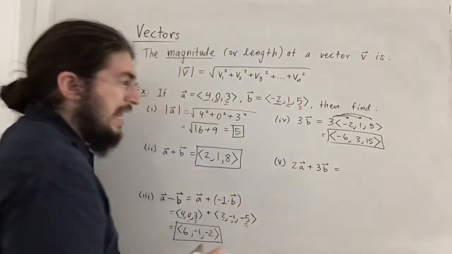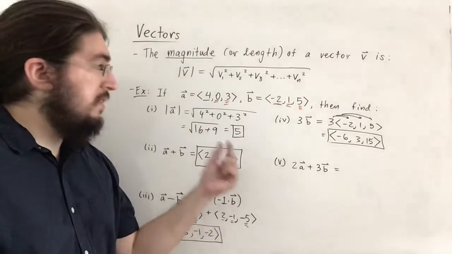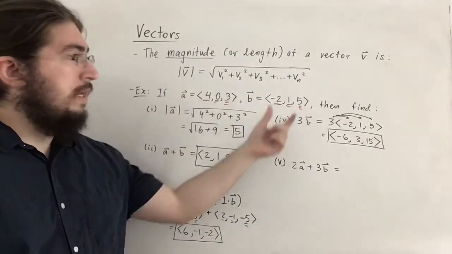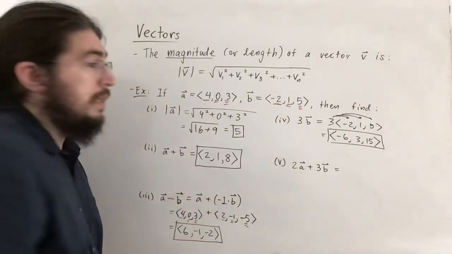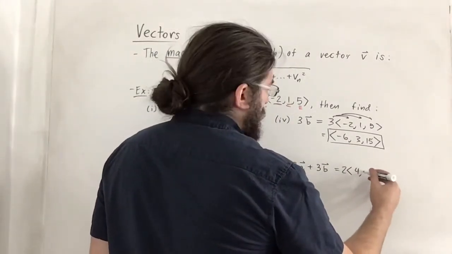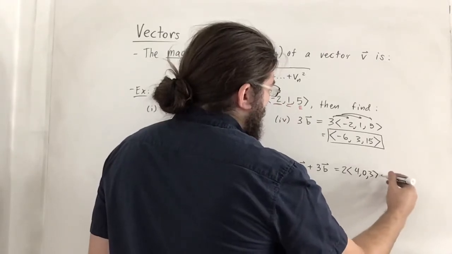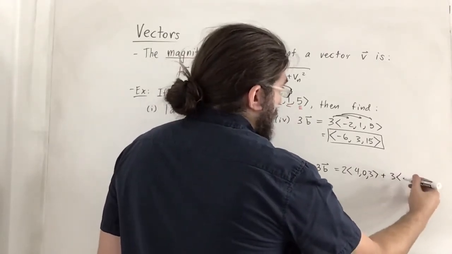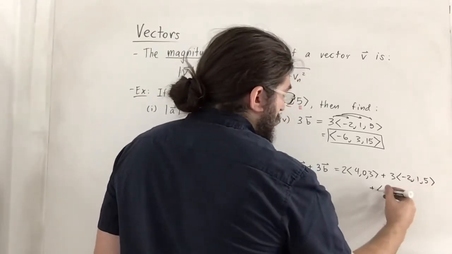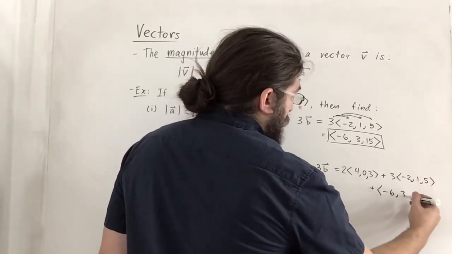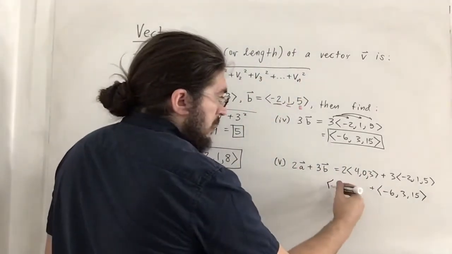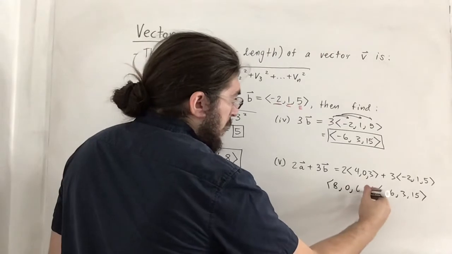For part 5, this is kind of where we have to not only scale and multiply to each of them, 2 to this one and 3 to this one, but then add those results. So let's see, we get 2 scaled to 4, 0, 3 plus 3 scaled to negative 2, 1, 5. In fact, we already did the latter. We got negative 6, 3, 15, that's fine. And now the first one, multiplying each of these by 2 is pretty simple. We get 8, 0, and 6.